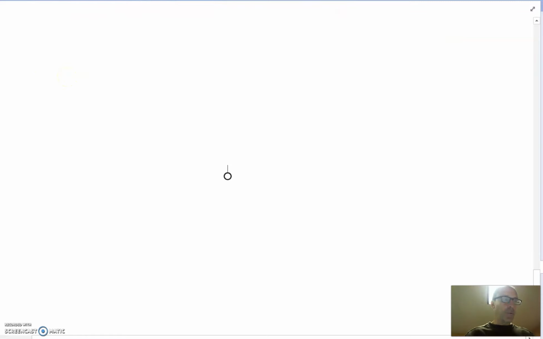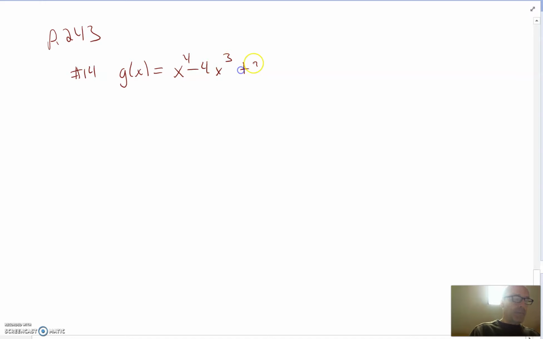Okay, so we're on page 243, number 14, and we're going to graph this polynomial. We're going to go through all the procedures that we've been learning in this chapter. The first thing is the end behavior.